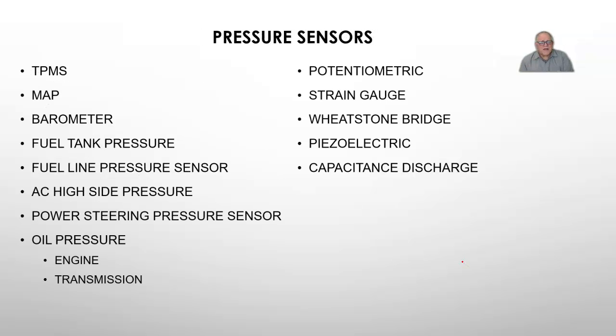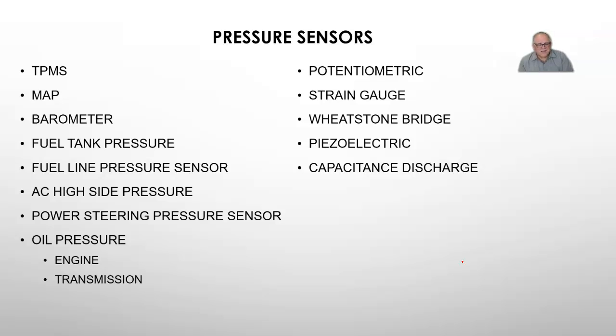Next sensor we're going to look at, or the next input, is going to be pressure sensors. On the left-hand side up here, you can see some of the places where we're using them. The TPMS, our tire pressure monitoring system. MAP is manifold absolute pressure. We also have barometers, or a barometric pressure sensor, fuel tank pressure sensors, a fuel line pressure sensor. We have AC high side pressure sensors, power steering, and then oil pressure, both the engine and transmission.